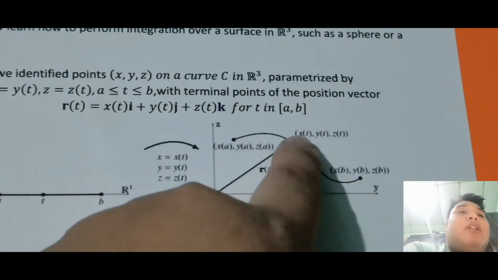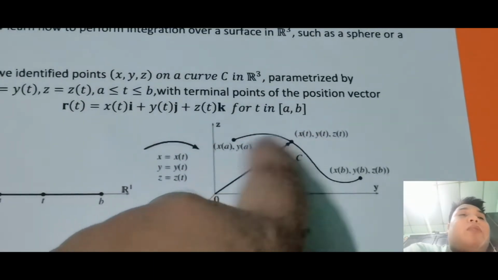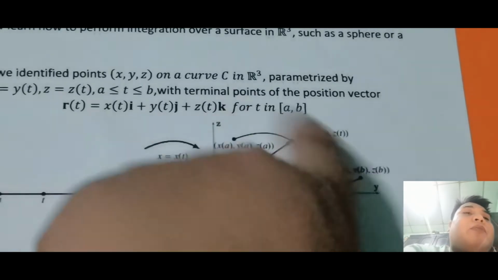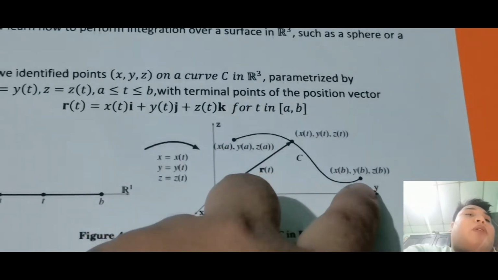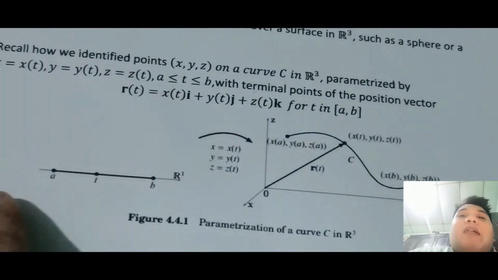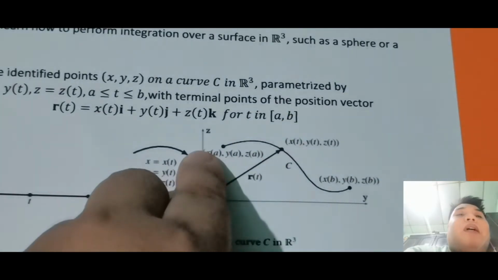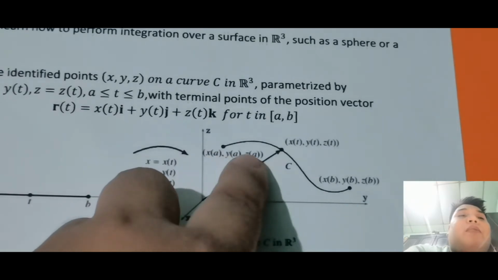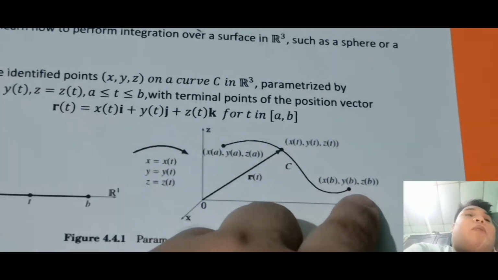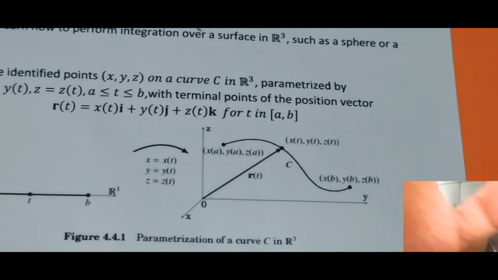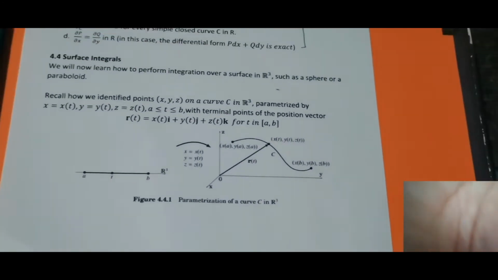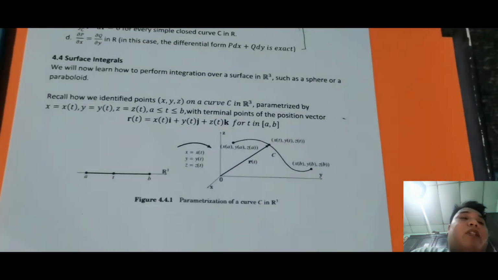Napansin mo, yung x of t, y of t, z of t is nasa curve. Yung curve na yan, meron siyang mga terminal points. So ano yung terminal points? Since ang terminal points dito is a and b, ang terminal points doon sa curve is x of a, y of a, z of a, then sa kabila is x of b, y of b, z of b. Ganun yung nangyayari pag parameterization of a curve C in R3.